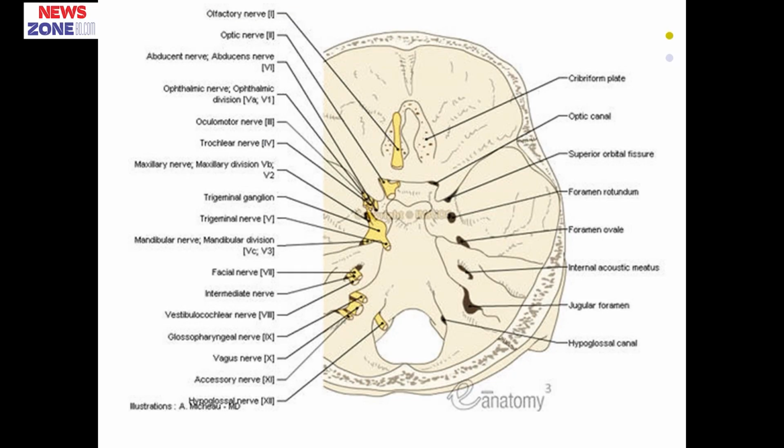These are the foramens of posterior cranial fossa. This is internal acoustic meatus. This is jugular foramen. This is hypoglossal canal and this is foramen magnum.